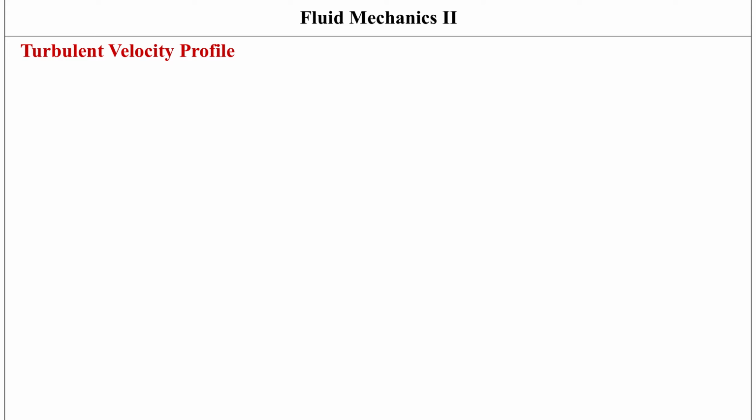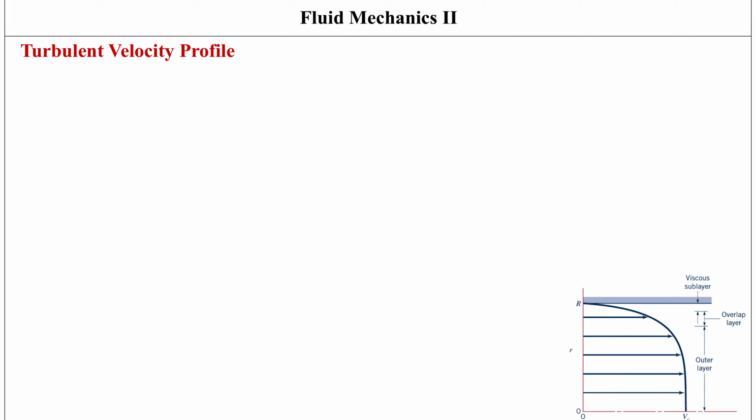And again, just to review, when we're talking about the viscous sublayer here, the viscous shear stress is dominant as compared to the turbulent shear stress. When we're talking about the outer layer here, the turbulent shear stress is dominant instead of the viscous shear stress. So the character of the flow within these two regions is completely different.